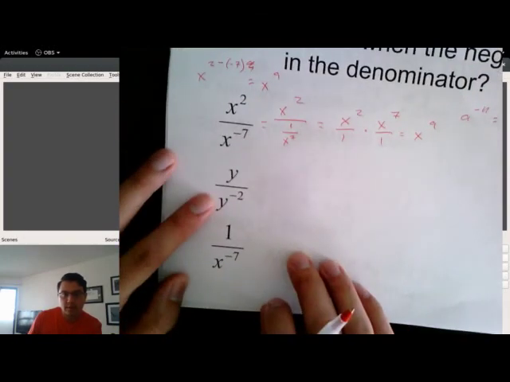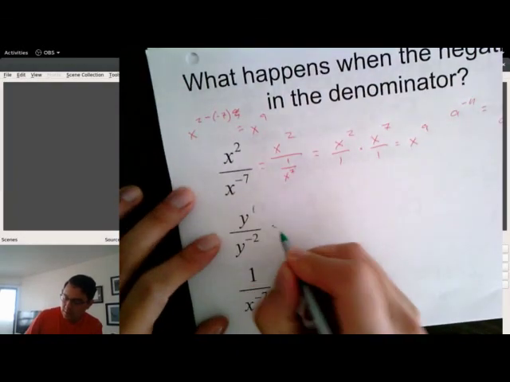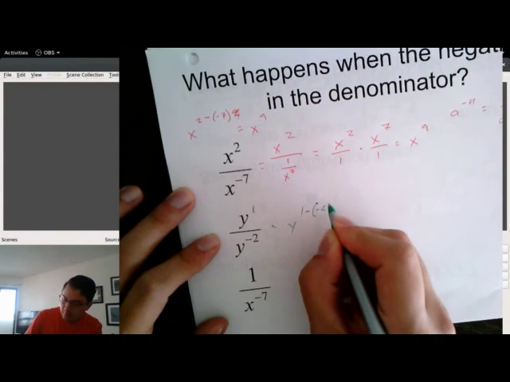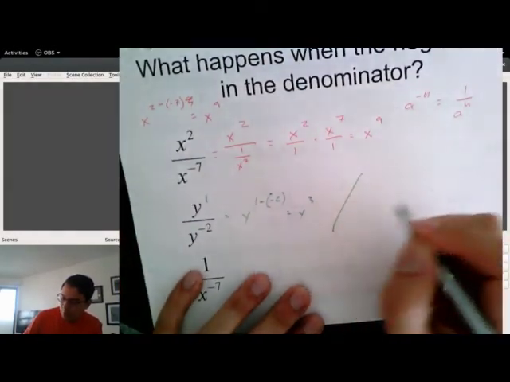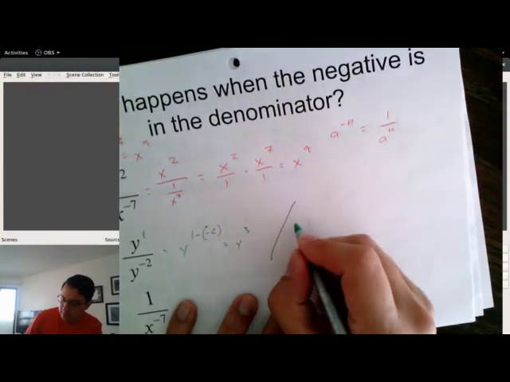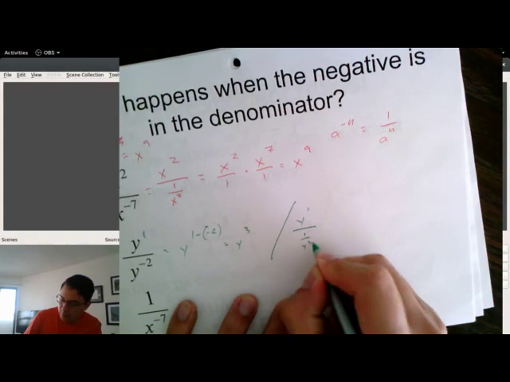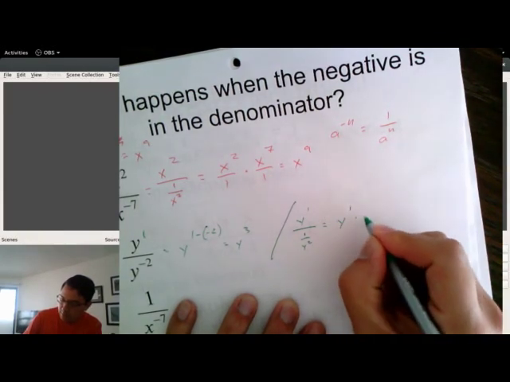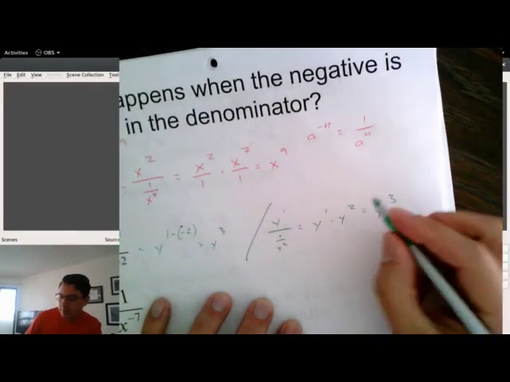Okay, cool. All right, let's go to the next one here. Again, we can do this two ways. You can do this as y to the 1 minus negative 2, which will give you y to the third. Or alternatively, you can do this as y to the first over 1 over y squared, which will give you y to the first times y squared, which is also y to the third. So you have a couple of different ways of doing these ones.